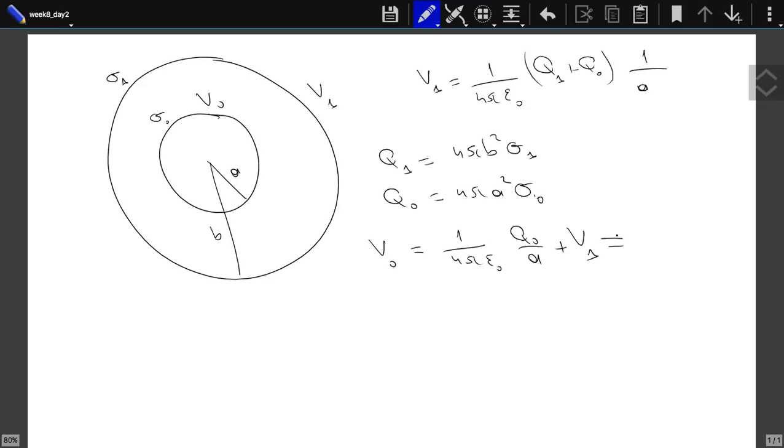So from this equation you can determine Q0. From the first equation you can determine Q1, and you are done. Once you determine Q0 and Q1, you can just write down the potential anywhere you like.